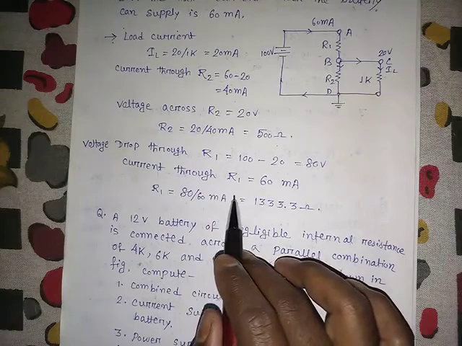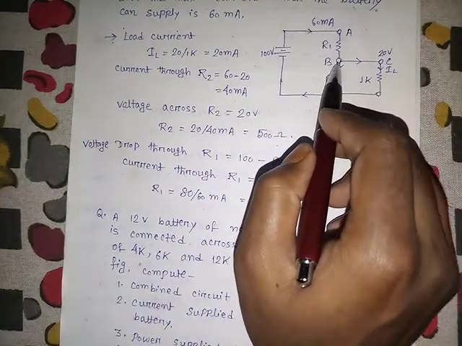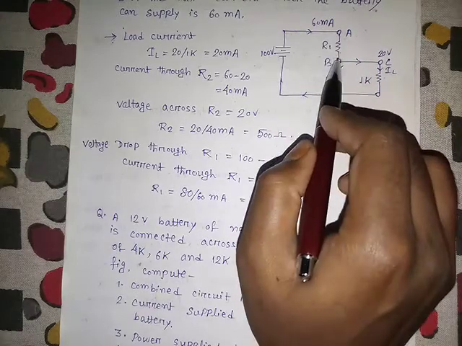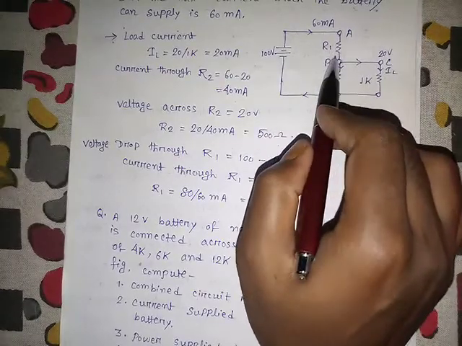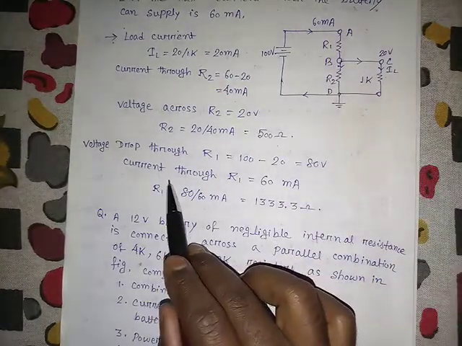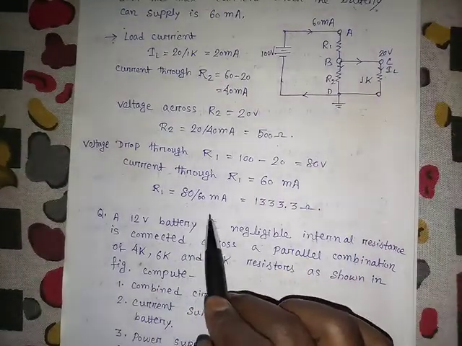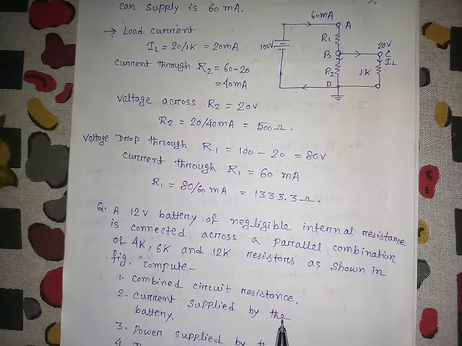So we know the current, this 60 milliampere will not divide at any part, so all of it will flow. 60 milliampere will flow through all of it. So the current through R1 is 60 milliampere. So we find R1 simply as V by R. Now coming to the next problem.